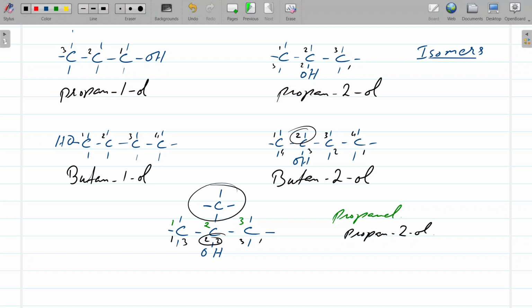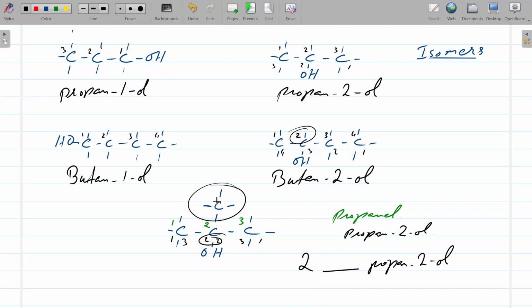What about this guy? This is a side group, remember? When we talked about structural isomers, this is a side group. Which carbon is the side group attached to? Carbon number 2, isn't it? Right? So this is going to be 2-something-propan-2-ol. Now what is that something?